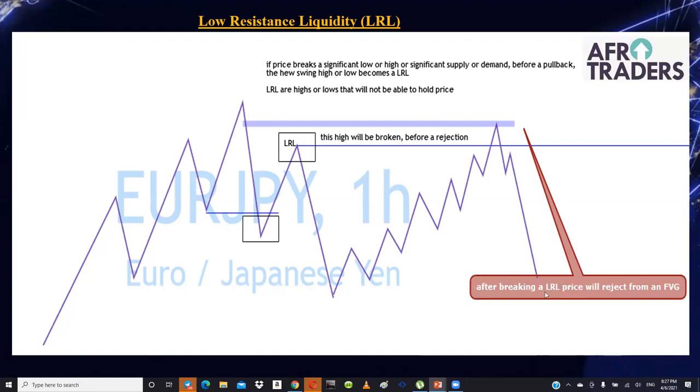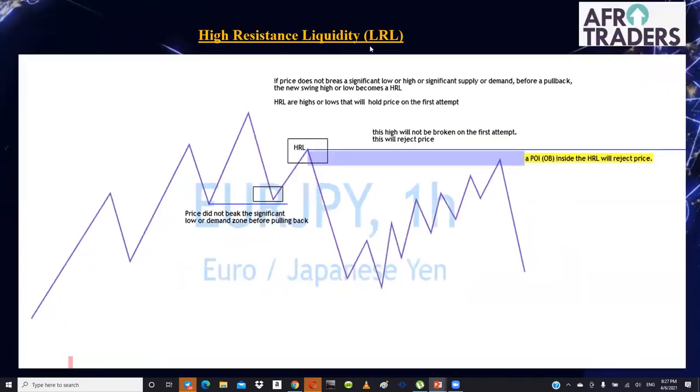Okay, so we said after breaking the low resistance, price will reject from an FVG, a fair value gap, or any point of interest above it. Now, a high resistance liquidity. For instance, we have the same pattern, right? But price was not able to break this significant zone, this significant low, this significant demand zone. Price couldn't break it, and it gave us a pullback.